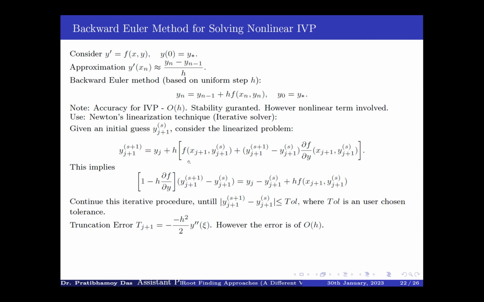So here what I'm doing is linearizing this nonlinear function f(x,y) by this technique. This is the initial guess y_{j+1}^s, and this is the approximate solution y_{j+1}^{s+1}. After linearization, I have approximated this quantity to this. Then we will be able to find the solution y_{j+1}^{s+1} using some iterative technique, which will take this one as the initial guess. This is one takeaway: how to solve a system of nonlinear equations by linearization.